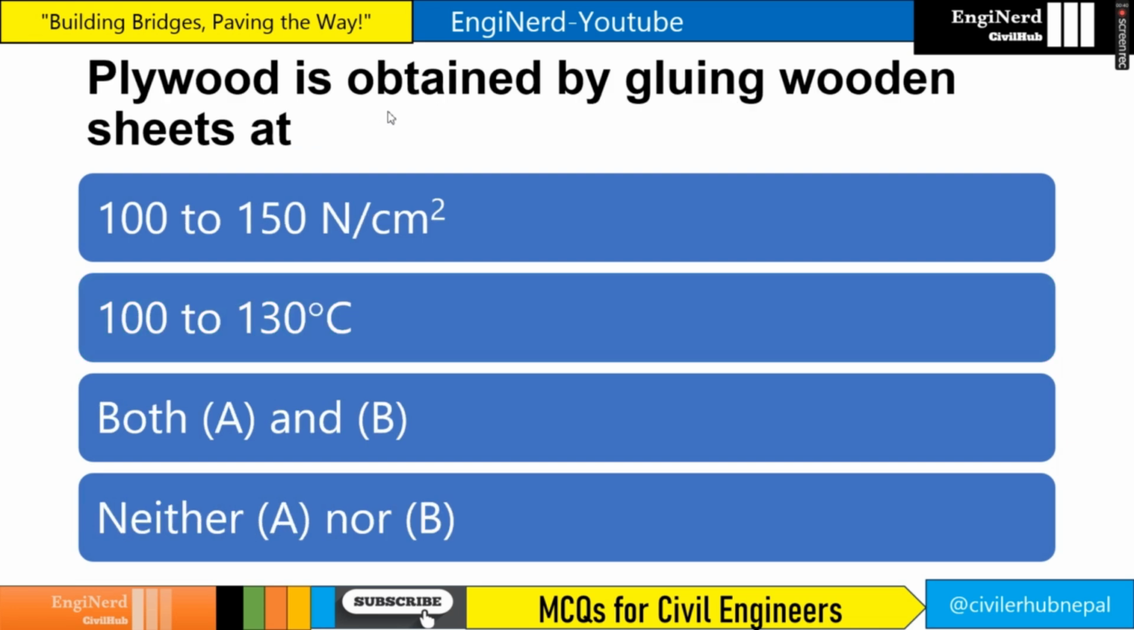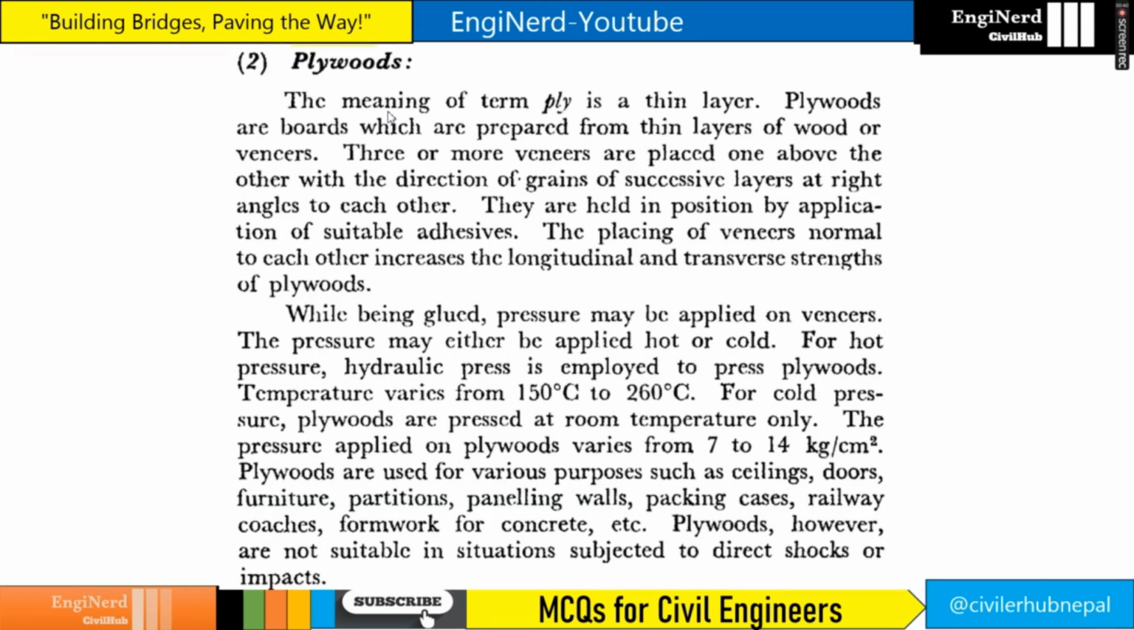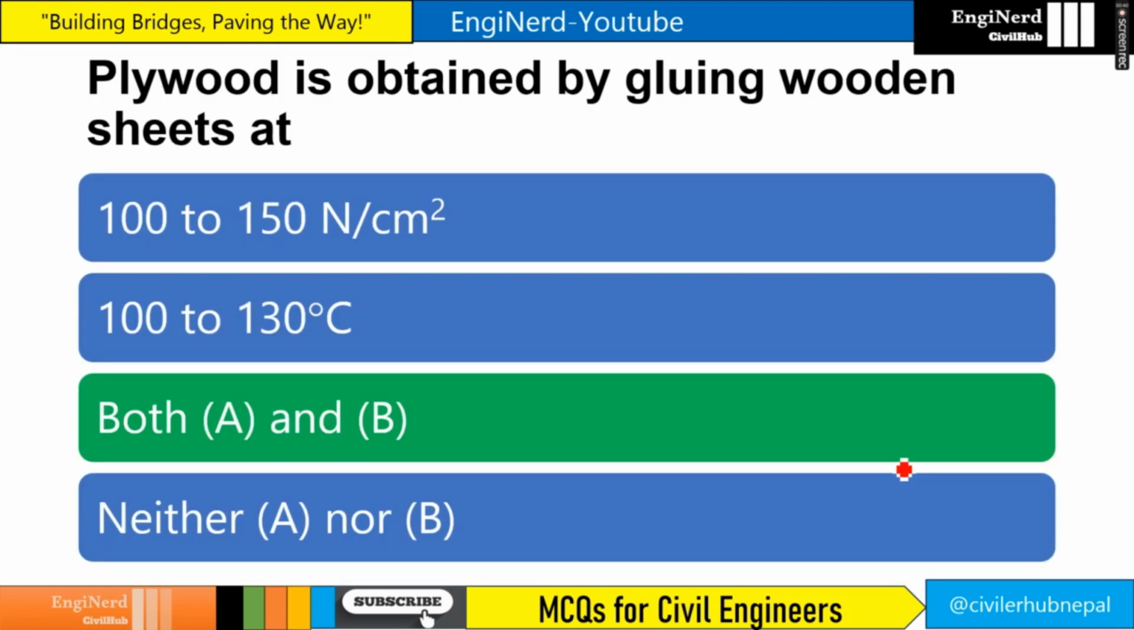Plywood is obtained by gluing wooden sheets at 100 to 150 Newton per centimeter square, 100 to 130 degrees Celsius, both A and B, neither A nor B. So if you see in the book, it is said that 150 to 260 degrees Celsius and 7 to 14 kg per centimeter square. But the answer is generally given as both A and B.